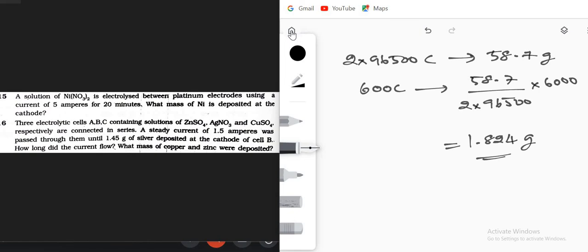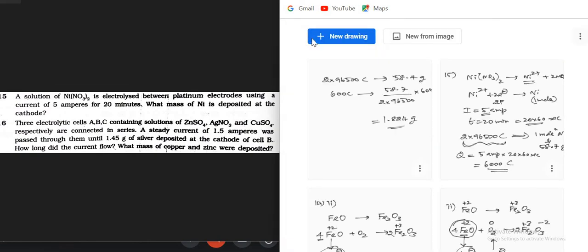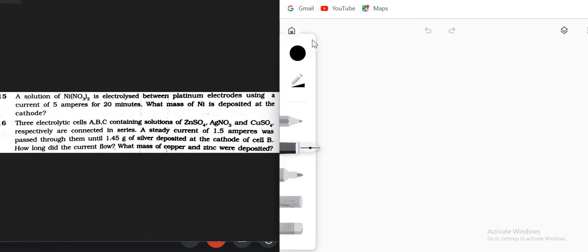Okay, it's a very simple question actually. It is based on Faraday's second law. Question number 16. Students, observe carefully. So we have 3 containers. The first container contains zinc sulfate. Second cell contains silver nitrate. And the third cell contains copper sulfate.